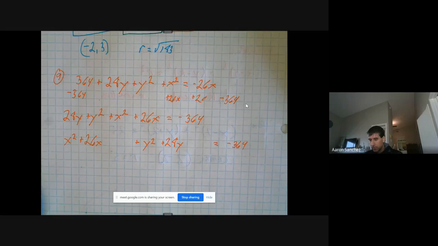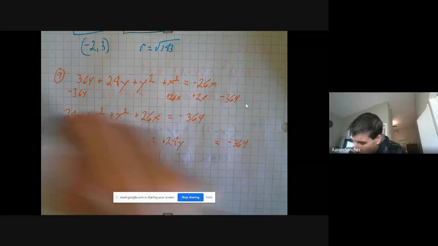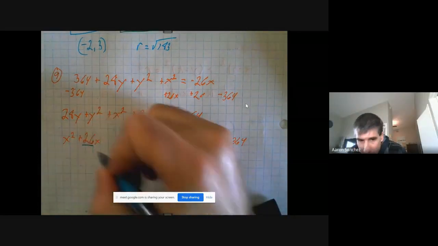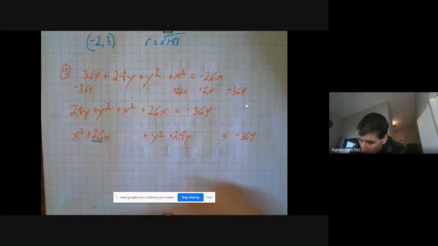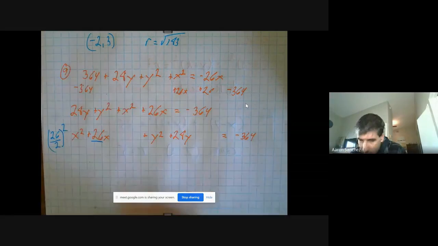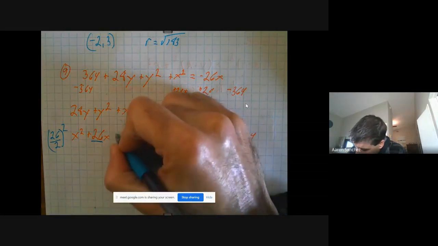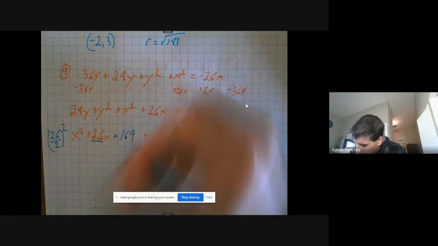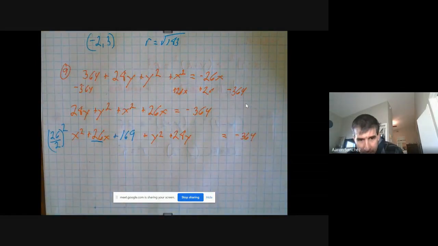Okay. Now to complete the square, remember we take this number, the 26x, we divide by 2, and then we square it. You take that number, you divide by 2, and you square it. 26 divided by 2 is 13. 13 squared is 169. You add it over there. Any questions on how I got 169?